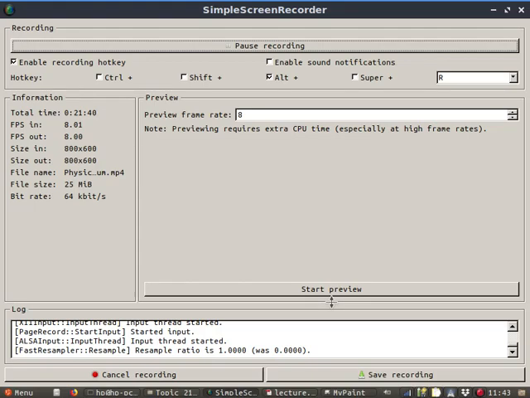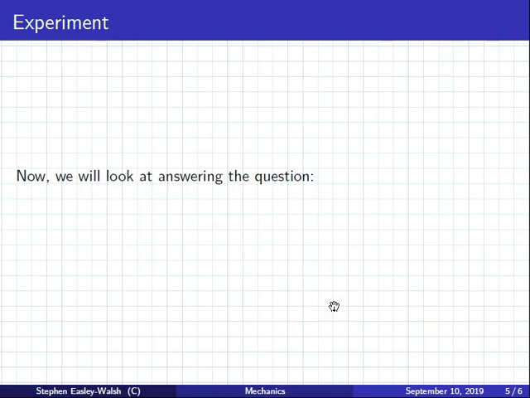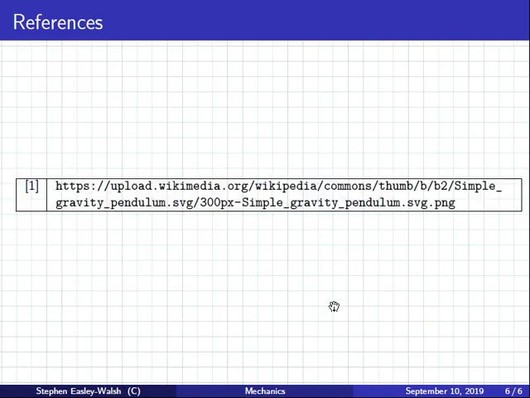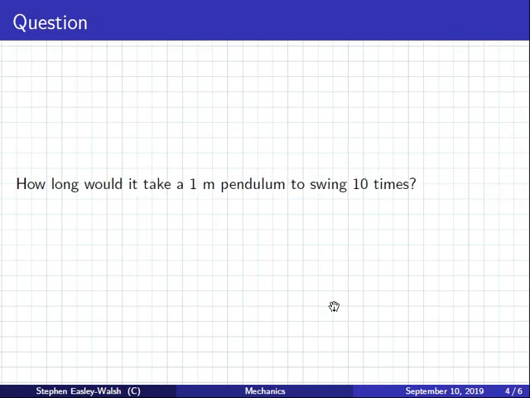Yeah. Now, here is a very simple question. We've already done the experiment. How long would it take a 1 meter pendulum to swing 10 times? So using the new formula, give me the answer here. 1 meter pendulum, swing 10 times. So you could get the time and then multiply it by 10.